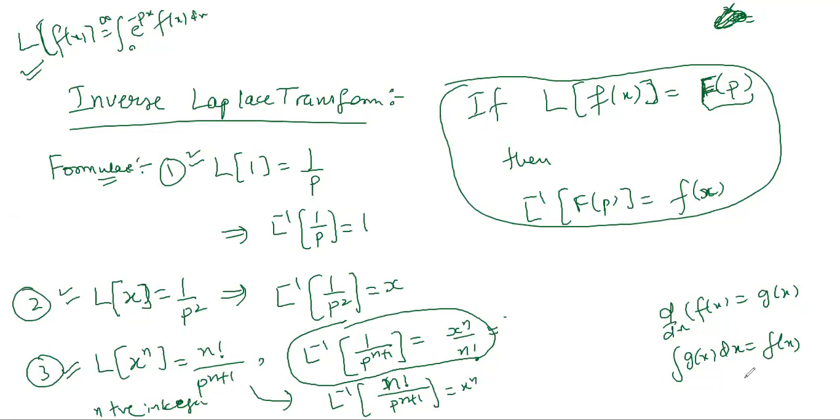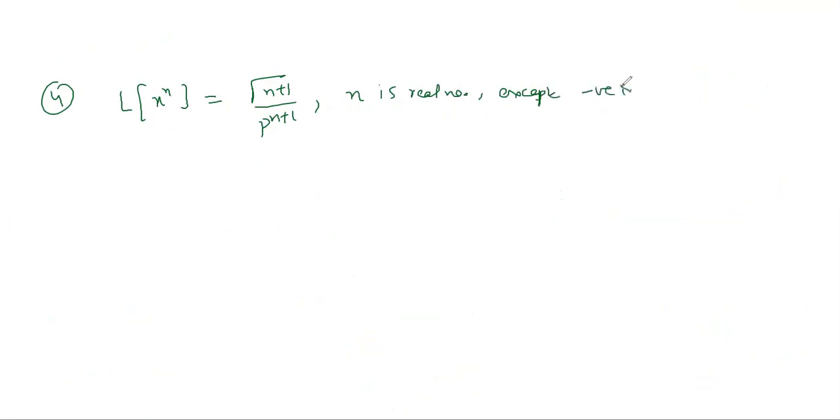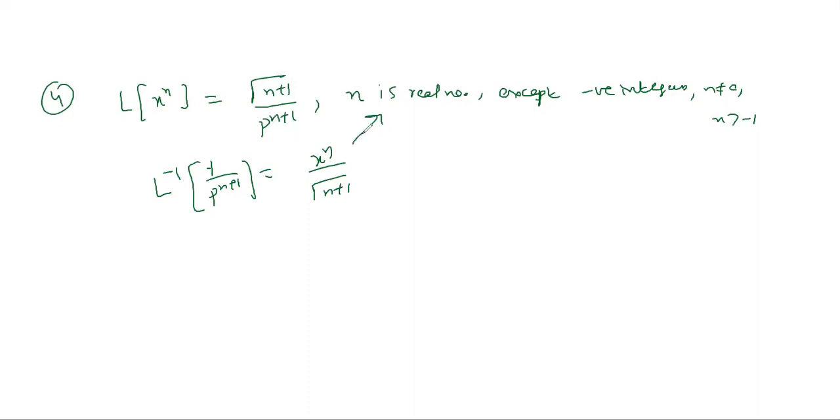So this is for positive integer. The next formula is for L of x raised to power n, which is gamma n plus 1 over p raised to power n plus 1, where n is any real number except the negative integers, and obviously 0 is also not allowed; n is greater than -1. In that case also this will be happening. So L inverse of 1 over p raised to power n plus 1 is x raised to power n by gamma n plus 1 whenever n satisfies this.